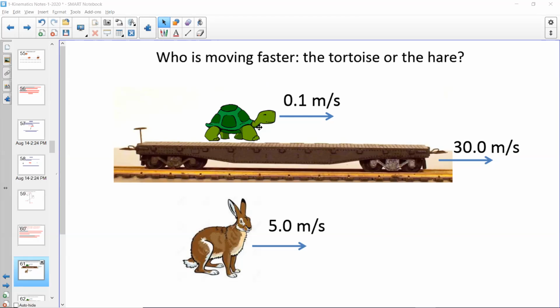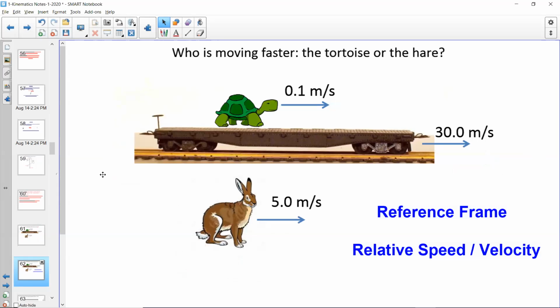the hare, because relative to the surface that the rabbit is on, it's 5 meters per second, and relative to the surface that the tortoise is on, it's only 0.1 meter per second. So we have to have an understanding about our frame of reference. And that's going to come up again in a later unit as well, but it's important now too. When we're talking about faster or slower, we have to give a frame of reference.